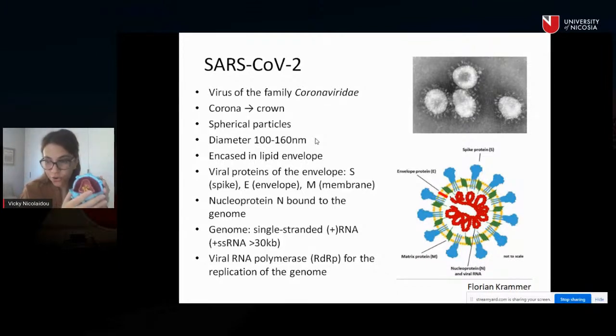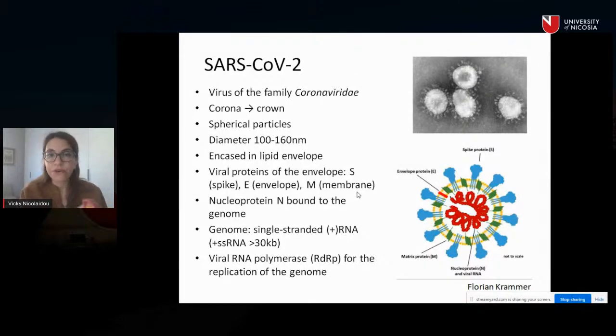In addition to encasing the capsid, the envelope also contains viral proteins, such as the S or spike protein, the E envelope, and M membrane protein. This is a representation of the spike protein, and this is the protein that the virus uses to attach to the cell receptor on our own cells, similar to how a key fits into a lock to open a door. And that's how the virus can enter our own cells and infect them.